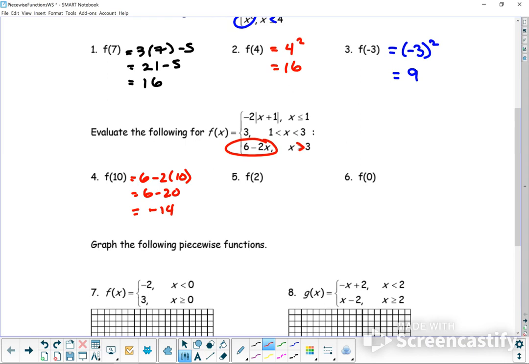Next, we've got f of 2. In which domain is 2? Well, 2 lives between 1 and 3, so that means we're going to utilize this equation. So for f of 2, we put in 2 in place of x, but there is no x, so my answer is just going to be 3.